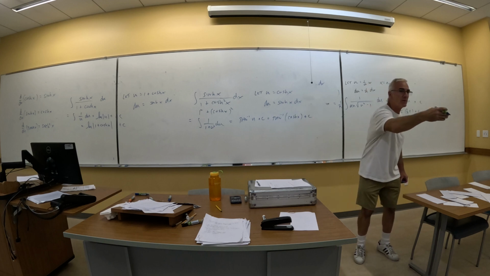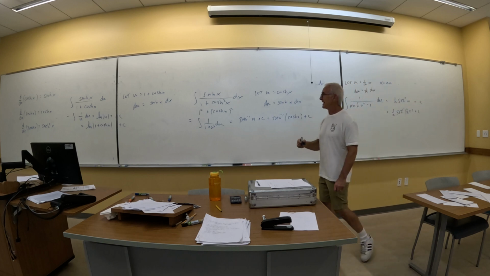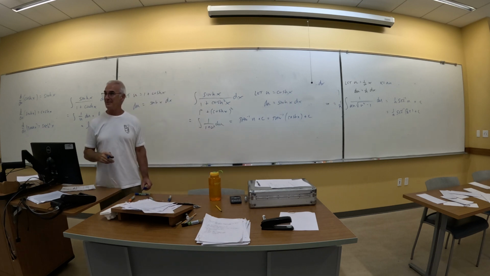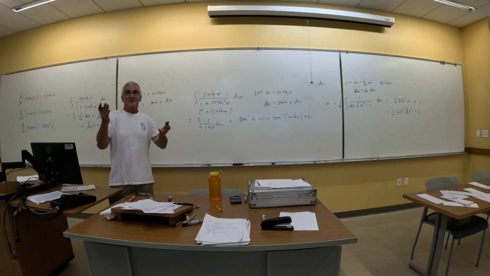But hyperbolic functions have different identities. Namely, the difference in the squares of the hyperbolic cosine and the hyperbolic sine is equal to 1, not the sum of the squares. So that changes things a little bit. But it's some cool stuff.